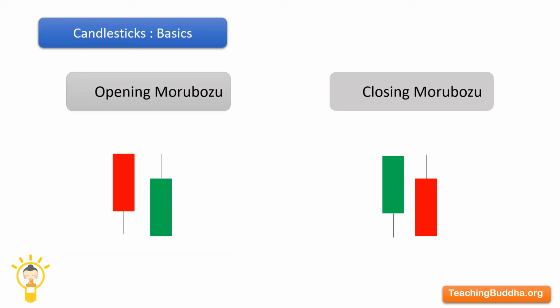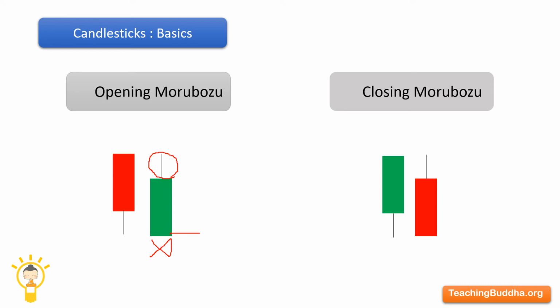This is opening Marubozu and closing Marubozu. In opening Marubozu, if you see the bullish candle, right from the beginning, there are no sellers. That means there is no shadow at the opening end. This is the opening price. And you can see there are some sellers at the closing end. So there is a shadow.